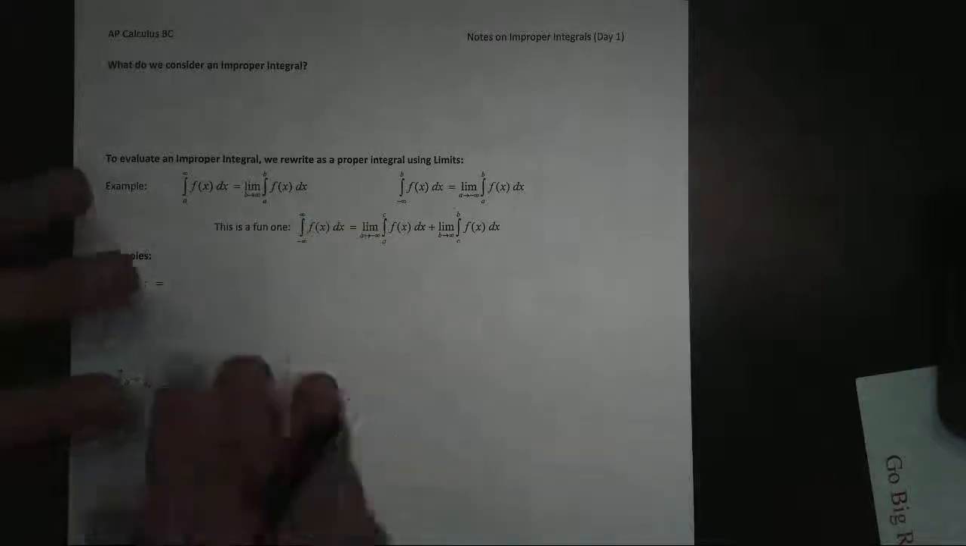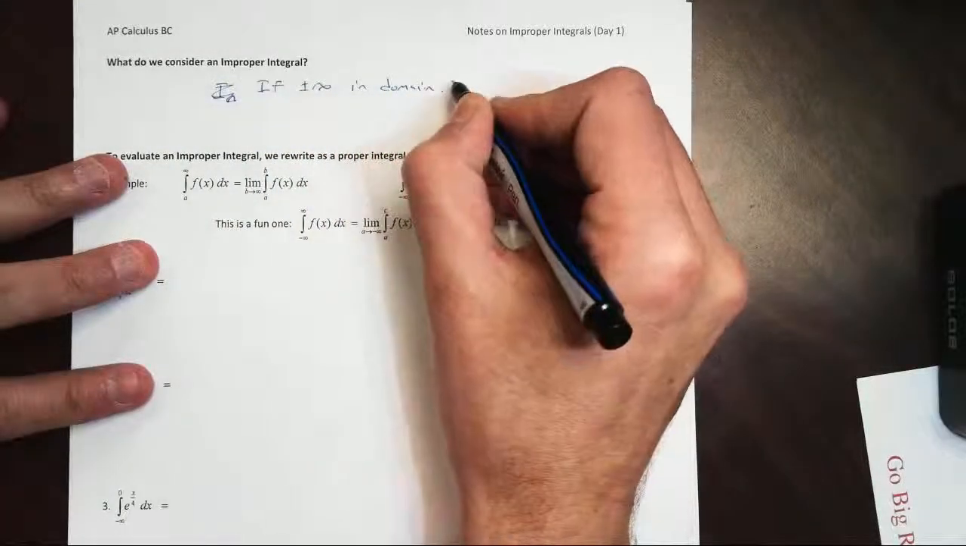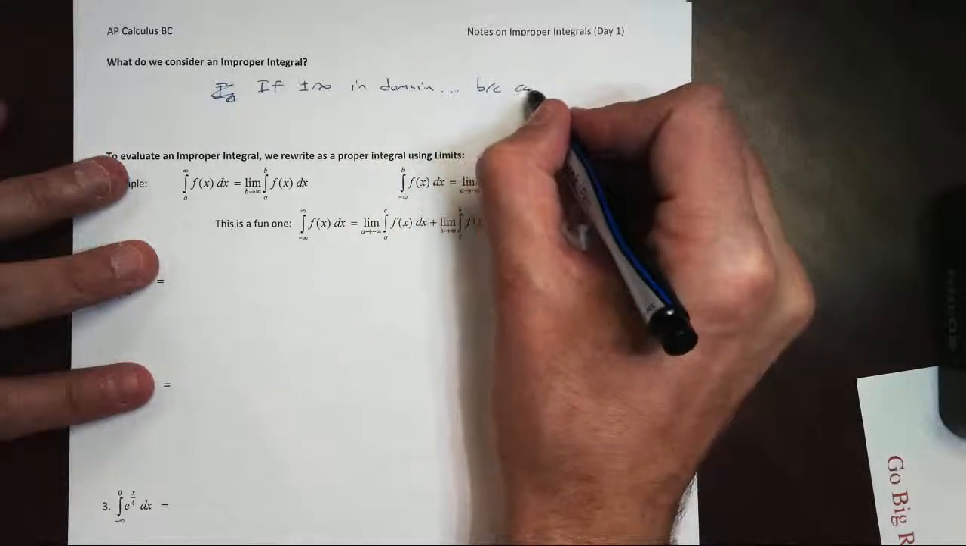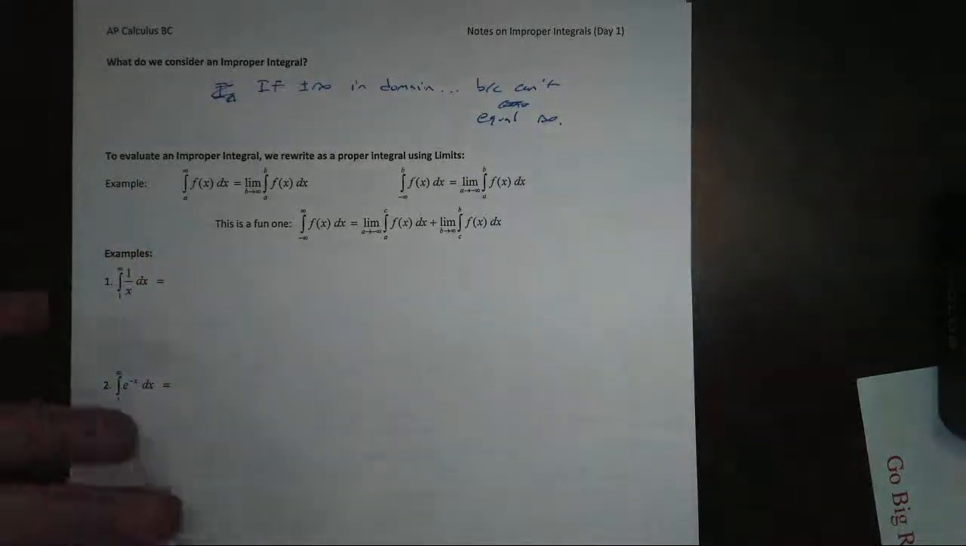So the first thing we're going to take a look at today is what do we consider an improper integral? Well, this is day 1. This is basically where we have plus or minus infinity in the domain. And this is improper because we can't count to infinity. We can't equal infinity. That's why we call them improper integrals. So we have ways to make these work for us.